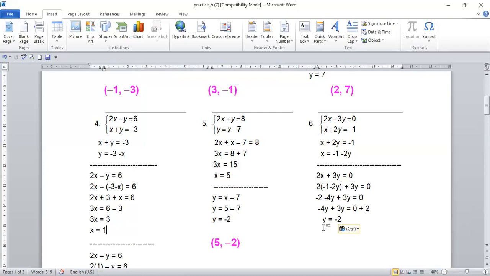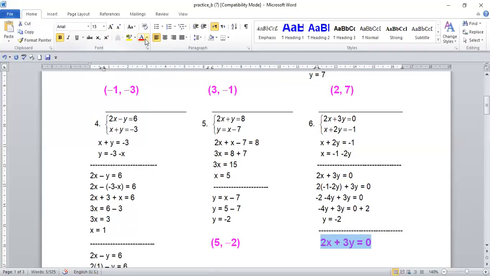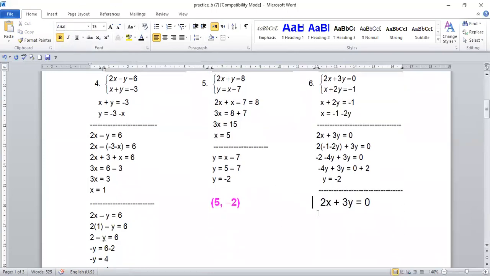Now let's check for x. What's the value of x? So you choose the equation you feel is easy for you to solve. I feel the first one is easy for me, so I will choose that. So the first one is 2x plus 3y equals 0. All you're going to do is substitute the value of y in place of this. So that's going to be 2x plus 3 multiplied by minus 2 will be equal to 0.